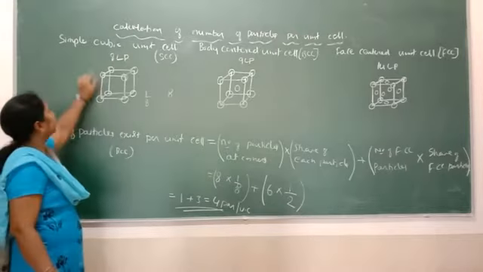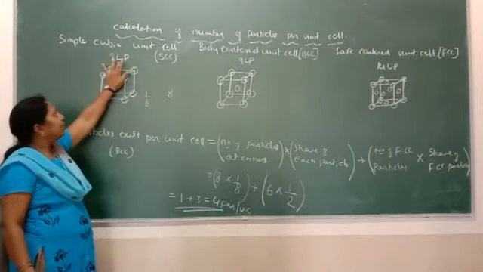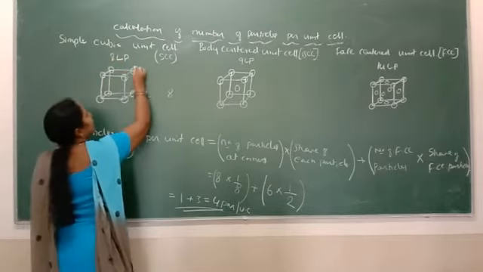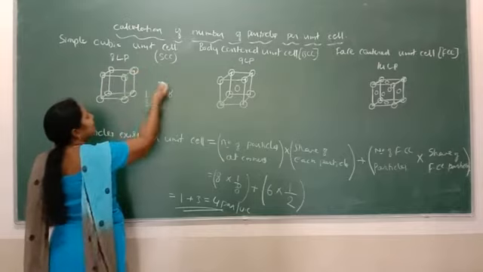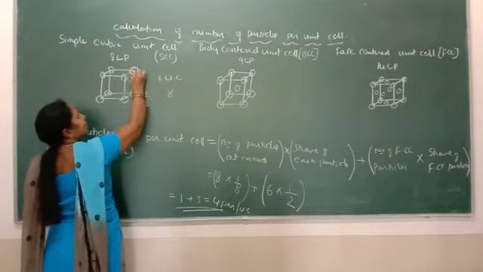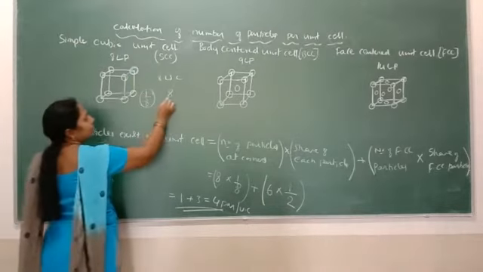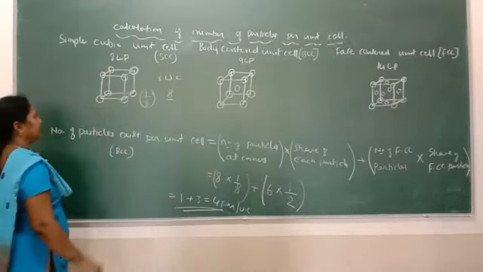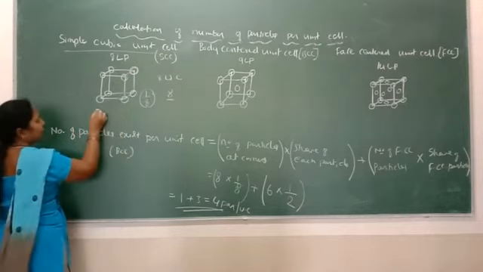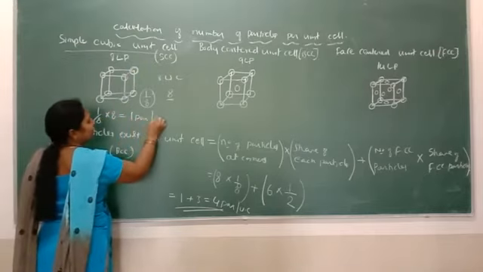Once again let us study. In case of simple cubic, there are 8 lattice points, all arranged at the 8 corners of a unit cell. Each particle at the corner is linked by 8 unit cells, so the share of each corner particle is 1 by 8 per unit cell. There are 8 such particles, so the number of particles per unit cell in simple cubic is 1 by 8 into 8, which is 1 particle per unit cell.